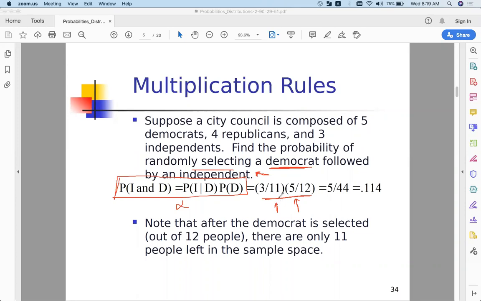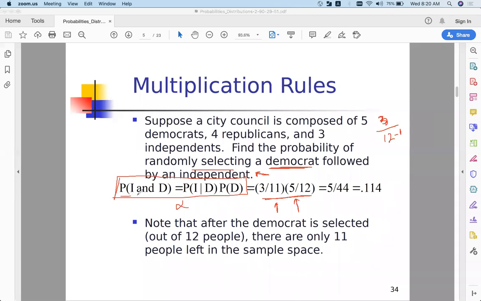So this is the way you'll approach it. Basically, what I'm doing is counting how many of them are remaining. Remaining is 12 minus 1, because one Democrat is already selected. And how many independents are there? Basically 3. Now, what they're trying to explain here is actually not independence. This is just a simple formula of conditional probability.